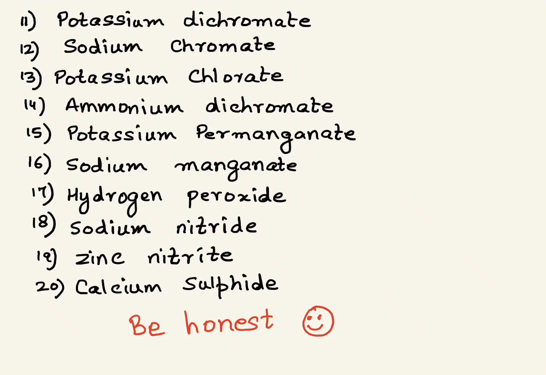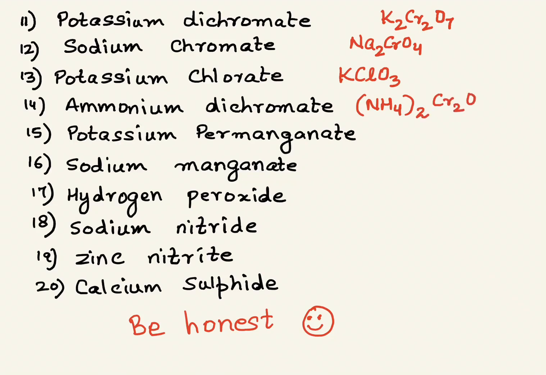So we start checking. Potassium dichromate, K2Cr2O7. Here r is small, please notice. Sodium chromate, Na2CrO4. Potassium chlorate, K capital C capital l, O3. L is small over here. Ammonium dichromate. It is just like potassium dichromate, wherein the potassium has been replaced by ammonium. Now this becomes (NH4) twice, Cr2O7.